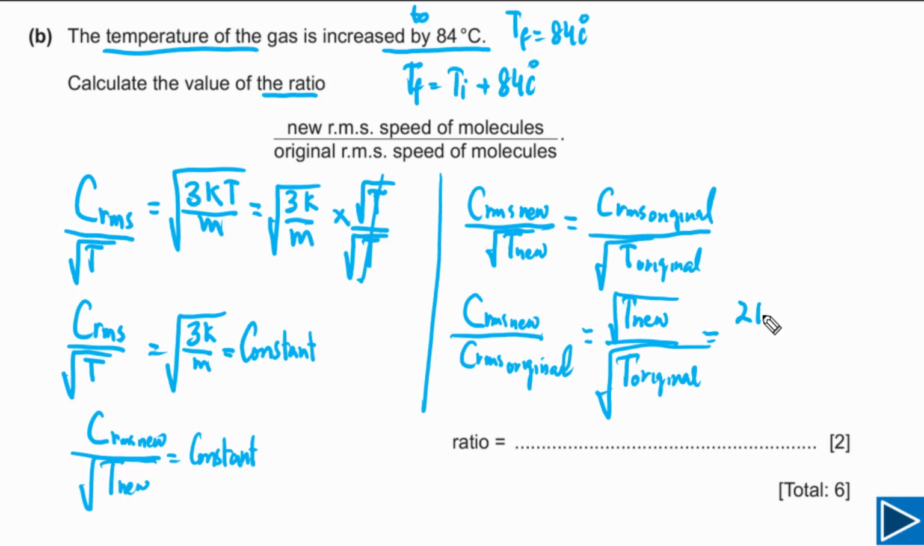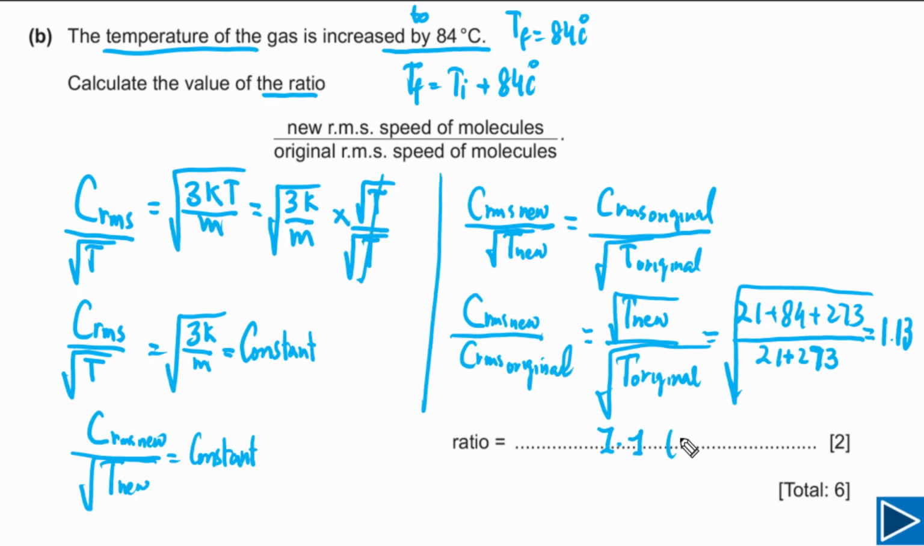So the new temperature is 21 plus 84. It has to be in Kelvin. So this is how you can convert into Kelvin. Divided by the initial temperature, that was 21 degrees Celsius. We have to add 273 to convert into Kelvins. Now, if we do this calculation, you can try first by yourself, but if you have done it in the right way, your final answer will be equal to this. So we can write our final answer is equal to 1.1 up to 2 SF. So this is our final answer and this is how you can do it.